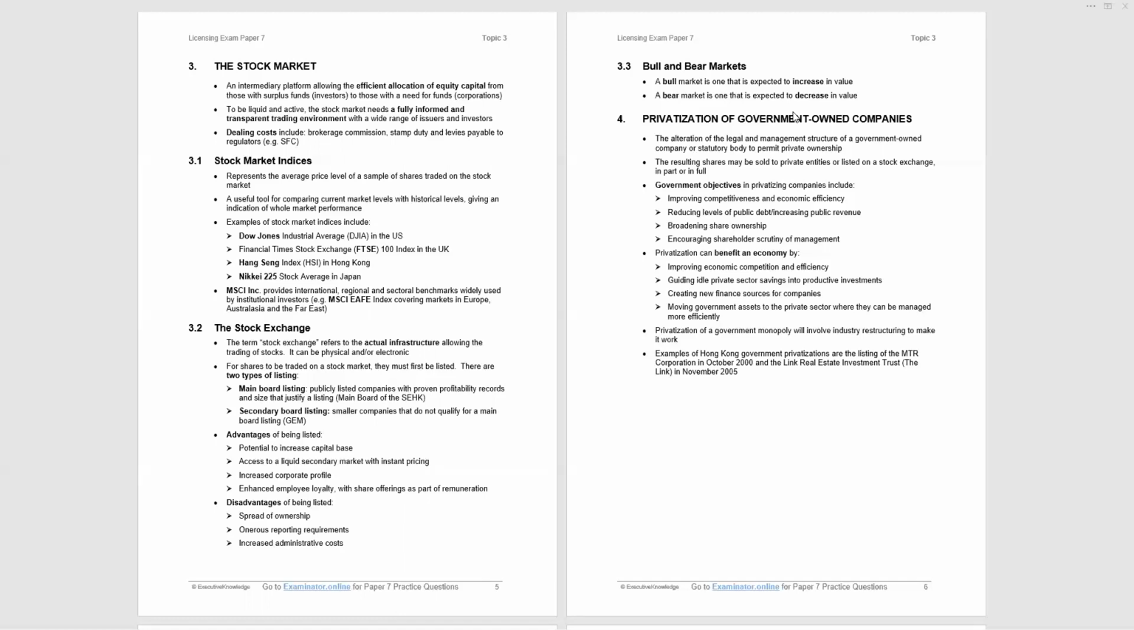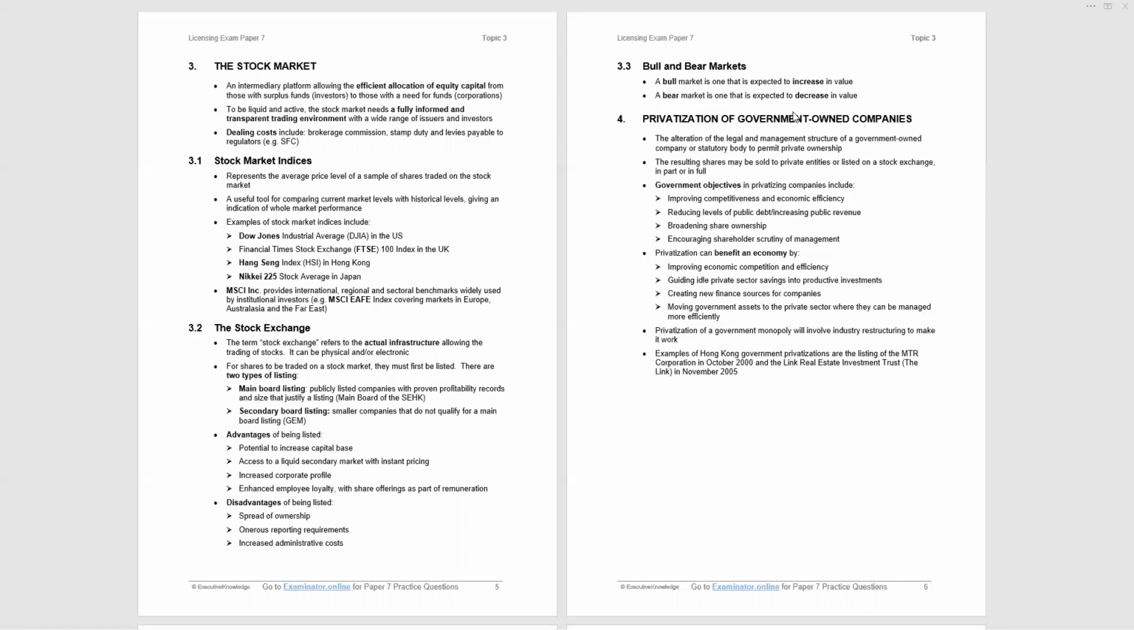Section 3.3, bull and bear markets. Remember, a bull market is one that is increasing in value. A bear market is one that is decreasing in value. And section 4 covers the privatization of government-owned companies. This is where a government owns a particular company and then decides to list it and take it out of government ownership. It was a big move in the 1980s in the UK and the US for privatizing government-owned companies.